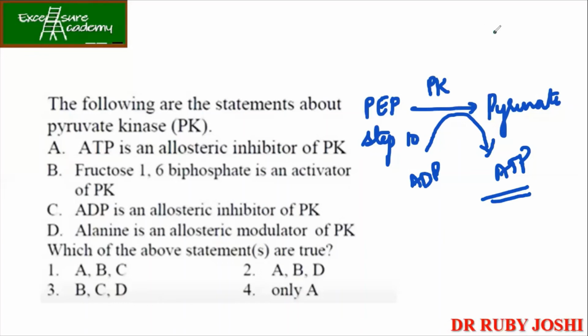Allosteric मतलब सपोज ये आपका PK है, ठीक है, पायरुवेट काइनेज है, यहाँ पे सब्स्ट्रेट बाइंड करना चाहिए, इनहिबिटर आपका यहाँ बाइंड करेगा and affecting the rate of the enzyme activity. अभी क्लियर है? So ATP is an allosteric inhibitor of PK. So ATP inhibits PK activity. Now, is it true?